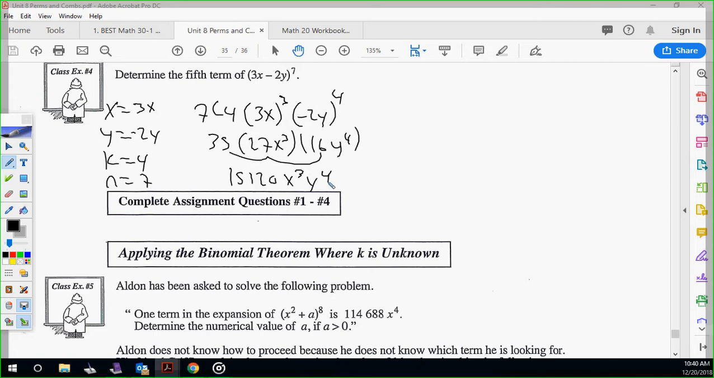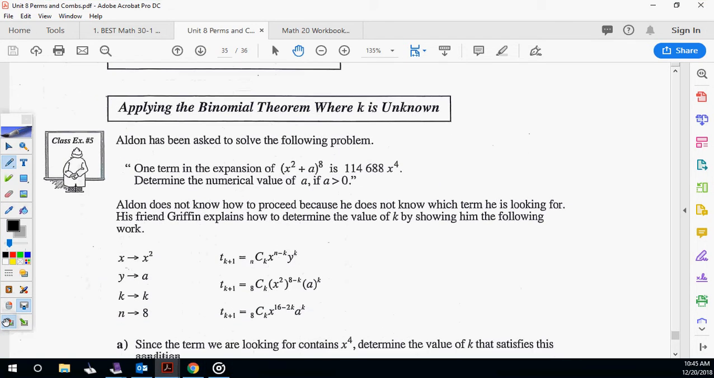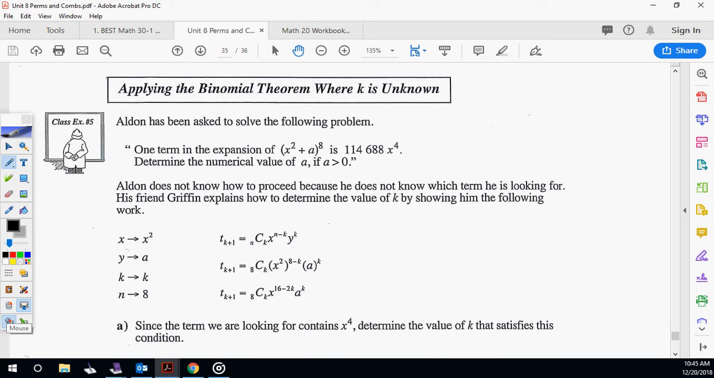Okay, good. That's all right. Okay, any other questions on that one? How do we do? Good, good, okay. All right. So applying it to where k is unknown, I have to do a little bit of solving. It gets a little more difficult. Okay, so we don't know what k is. They want us to solve for k. It's kind of like solving for the position.